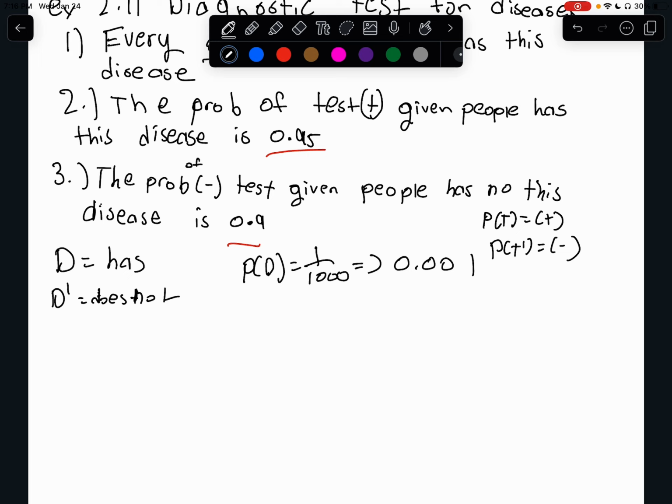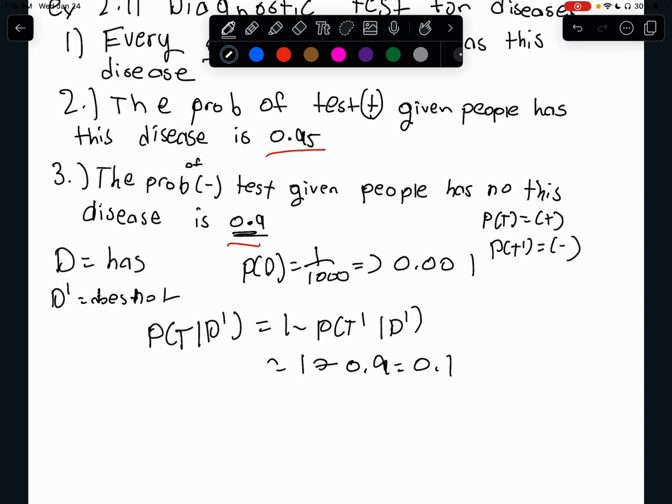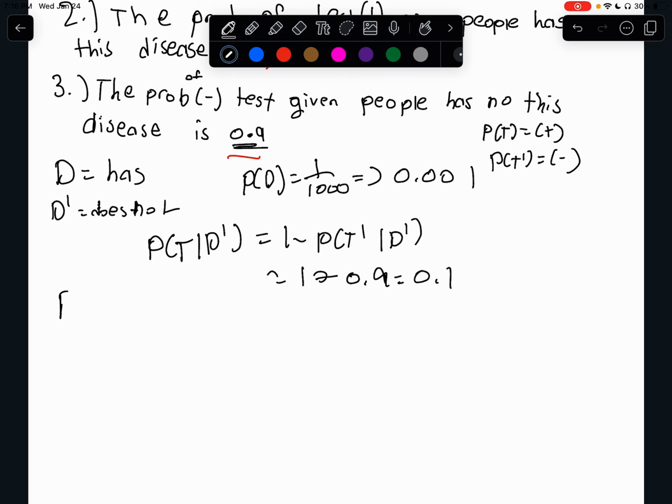Okay. As we do this, first we go probability T given D complementary, which equals 1 minus P(test negative | disease negative). So it's 1 minus 0.9, which is over here, equals 0.1. Easy, right? We do the same with the other one above: probability of test positive given has disease equals 0.95. I should have written this at first, but that's okay. Negative, doesn't have disease, 0.9.